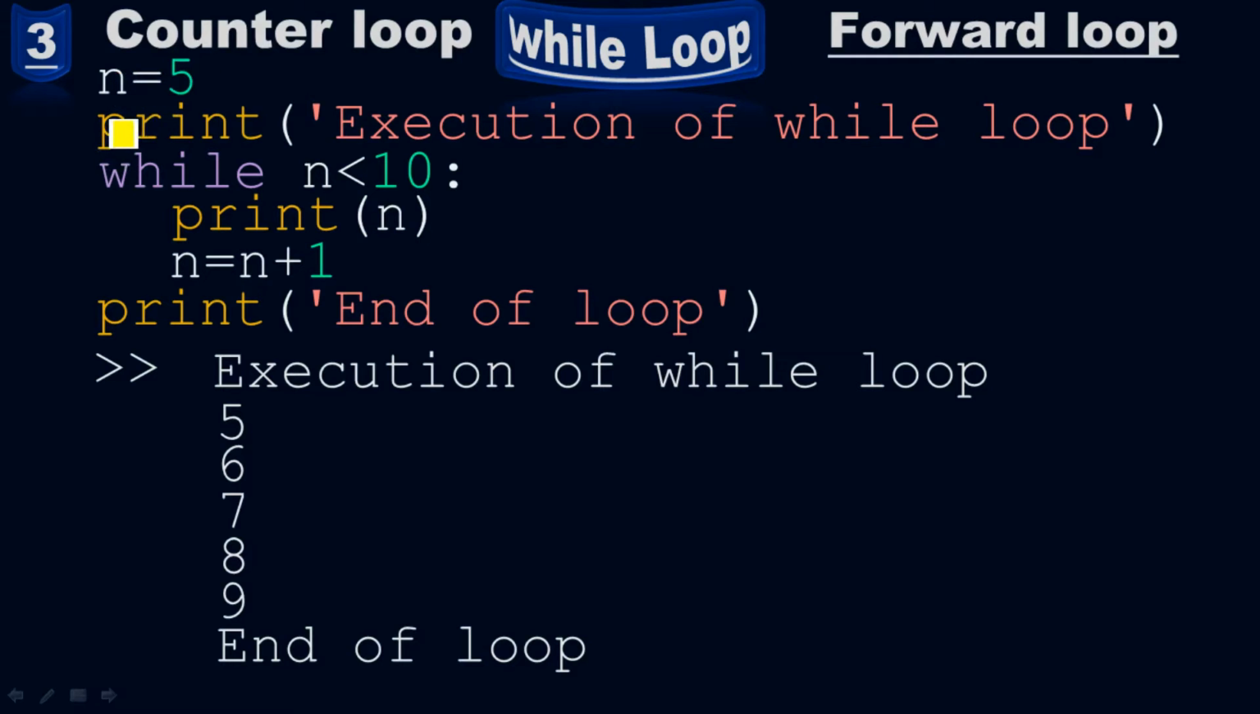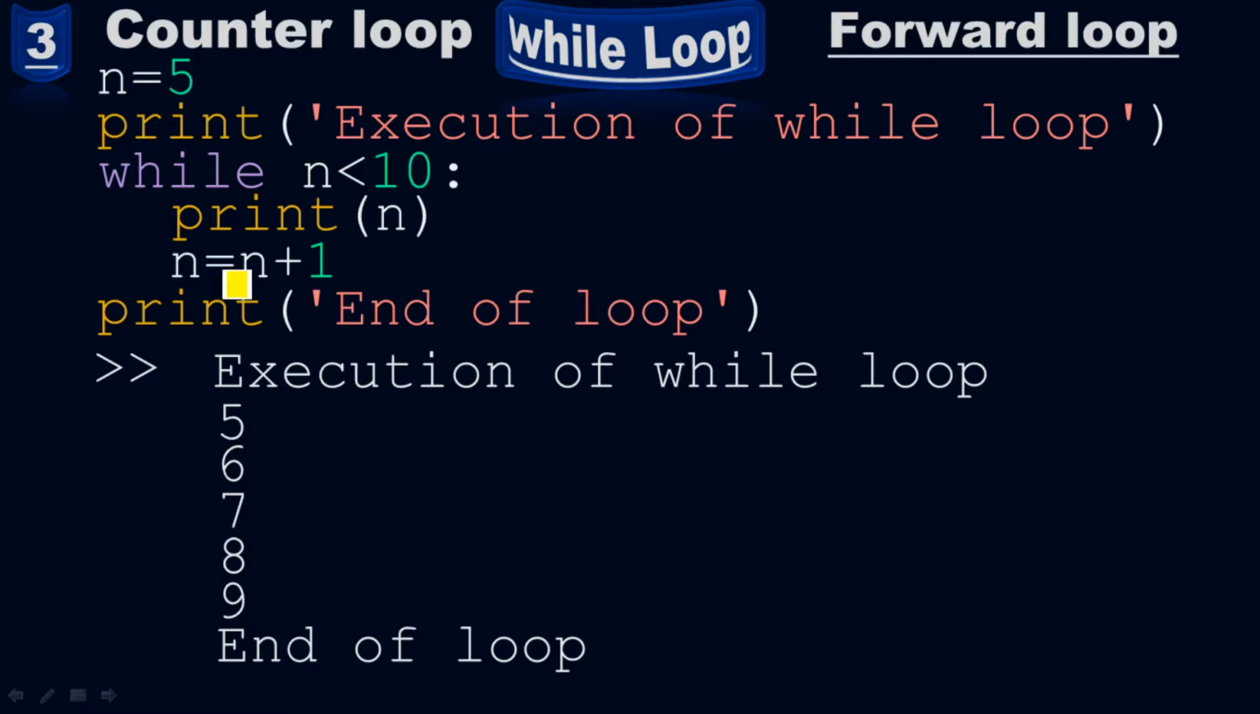I just simply add one print function here, which shows the title line, execution of while loop. This is just the title line. Now the while loop starts from here. So while n is less than 10, it means that it will start from 5 until 9, because 10 is not included. Less than 10 is 9. 5, 6, 7, 8, 9.